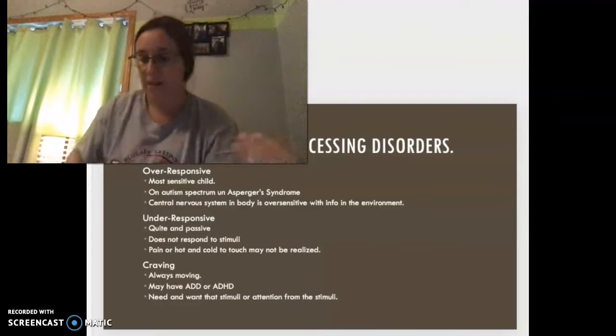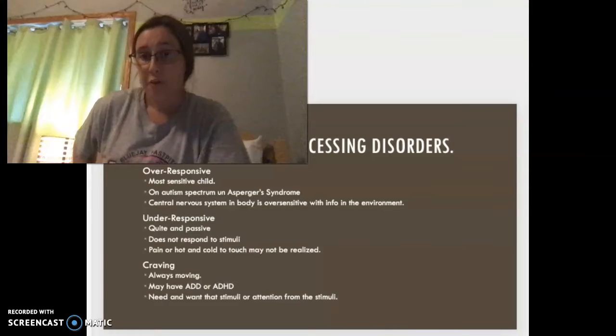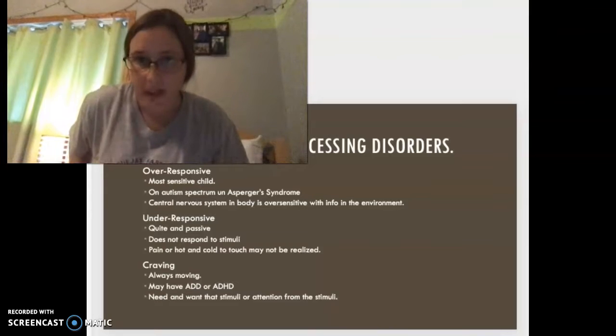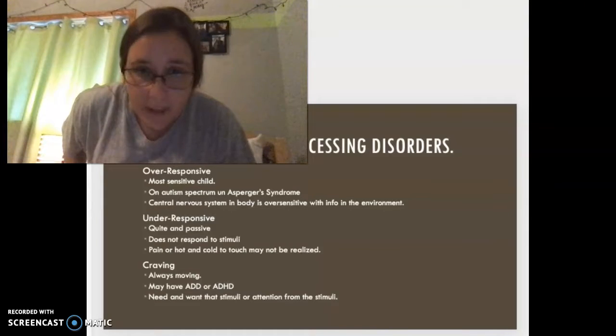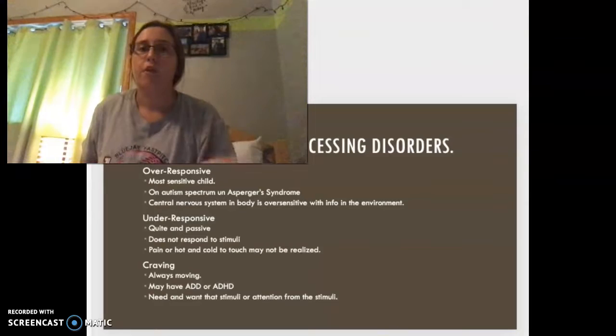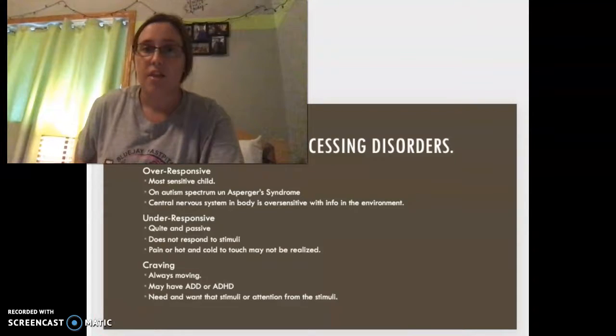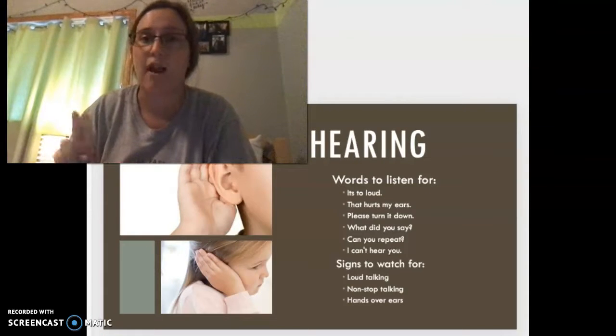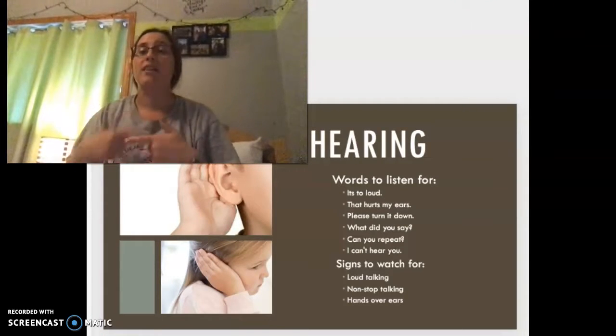So now I'm just going to break these down for you into the senses that students have: hearing, seeing, smell, taste, touch, tactile, and movement. They're all going to be broken down for you, and we're going to see the things that we need to listen for, words to listen for, and signs to watch for as teachers, so we can get these students help.